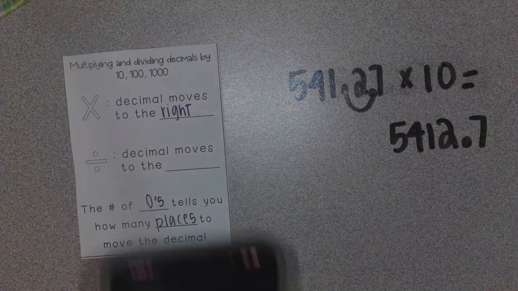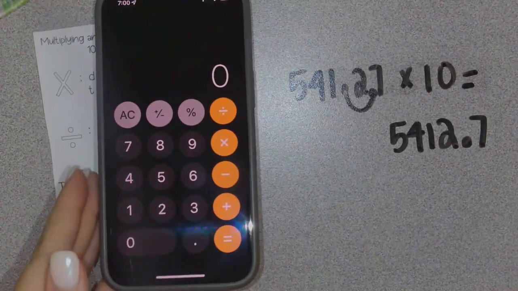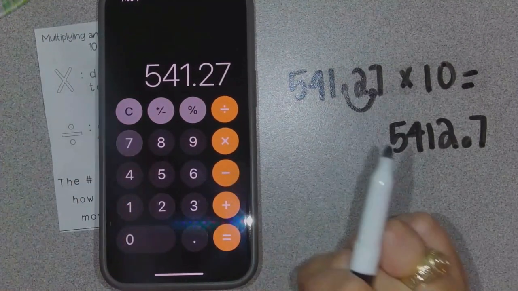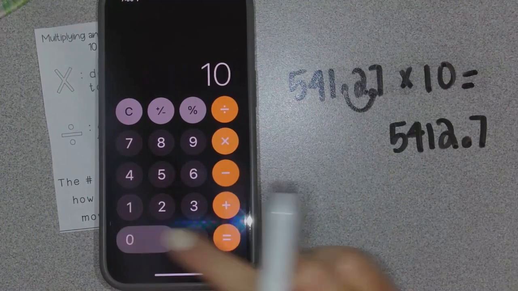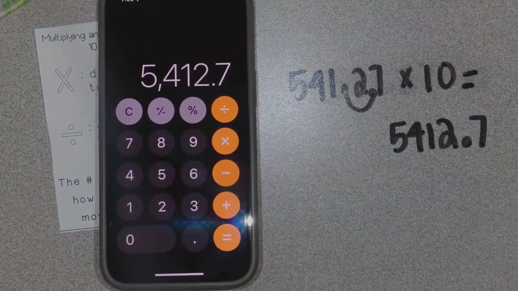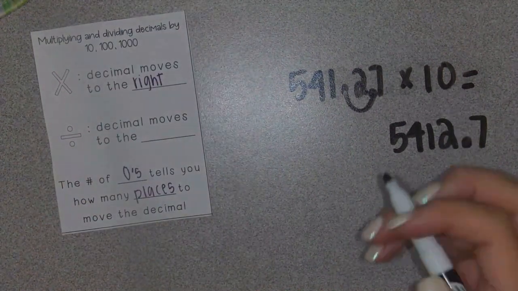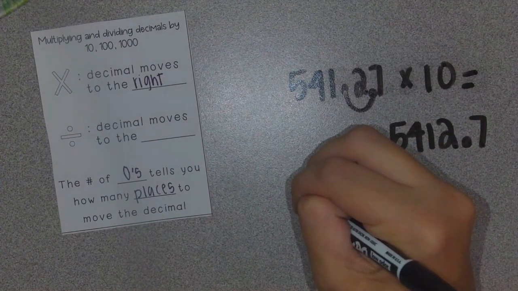I'm going to do something crazy. I'm going to use my calculator to prove it to you guys. So 541 and 27 hundredths times 10. Sure enough, we get 5,412 and 7 tenths.